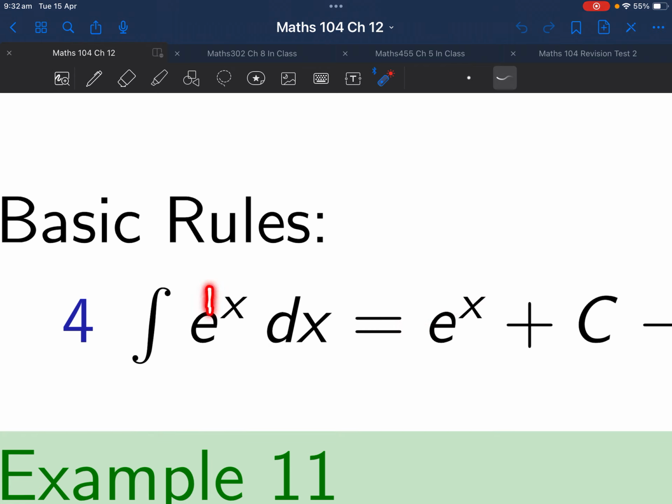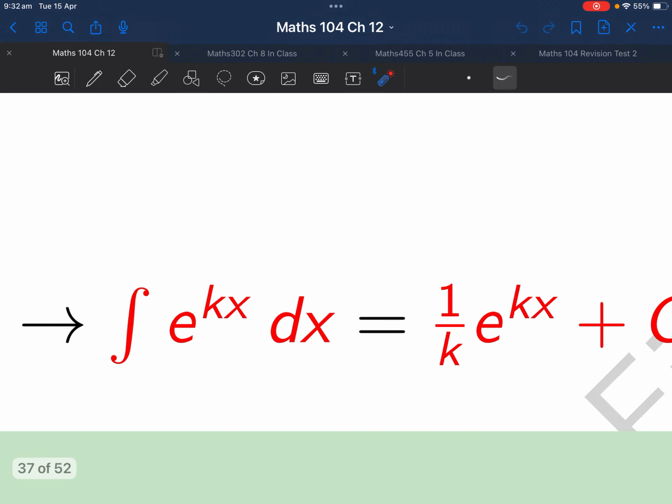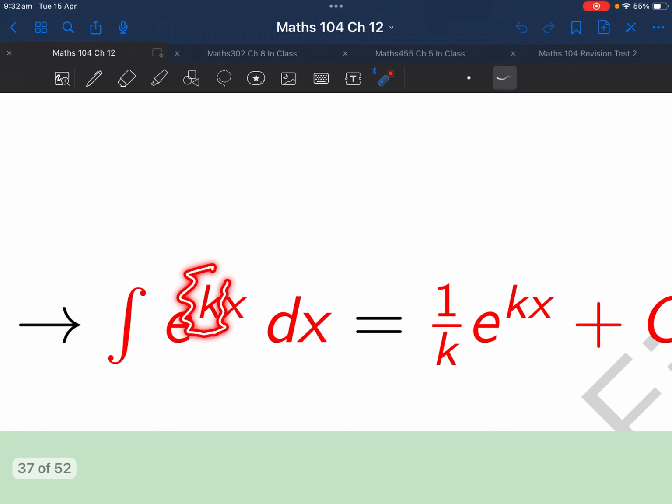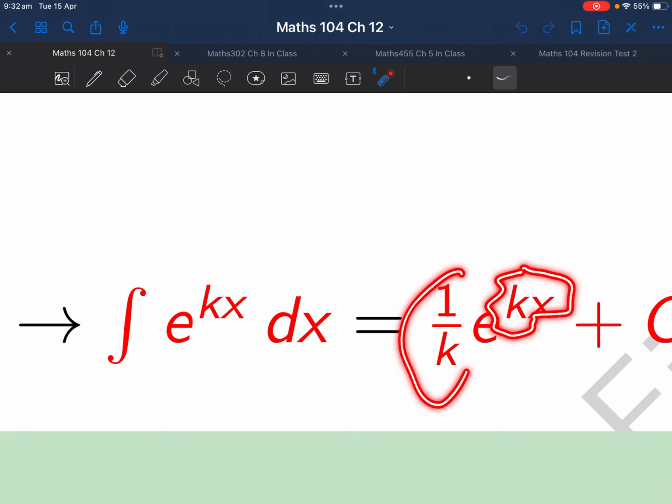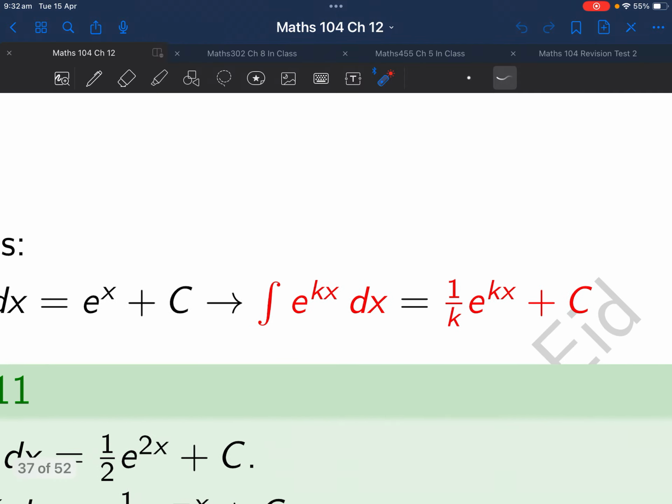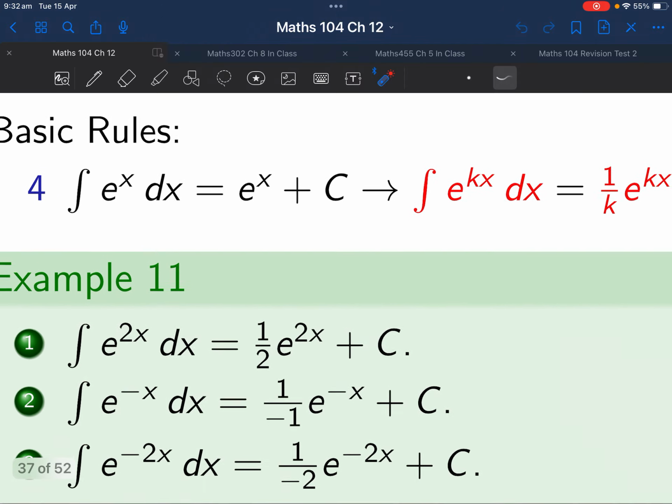Now, how about if there is number 5? It will be the same: e^(5x), 1 over 5. How about if we have 7? You will have e^(7x), 1 over 7. So, in general, if you have k in front of x, it will be e^(kx) and then 1 over k. And that's the rule up here.